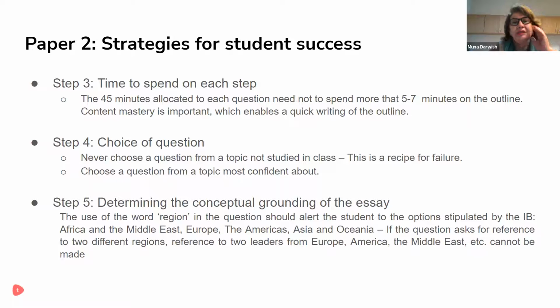Over a long period of teaching, rarely, but it happens, students say, I liked this question in topic 3 and I answered it, when we never taught topic 3 or 4 or 5. Students should only answer questions that they have been taught in class. They shouldn't make those adventurous decisions when they are taking their IB exams.